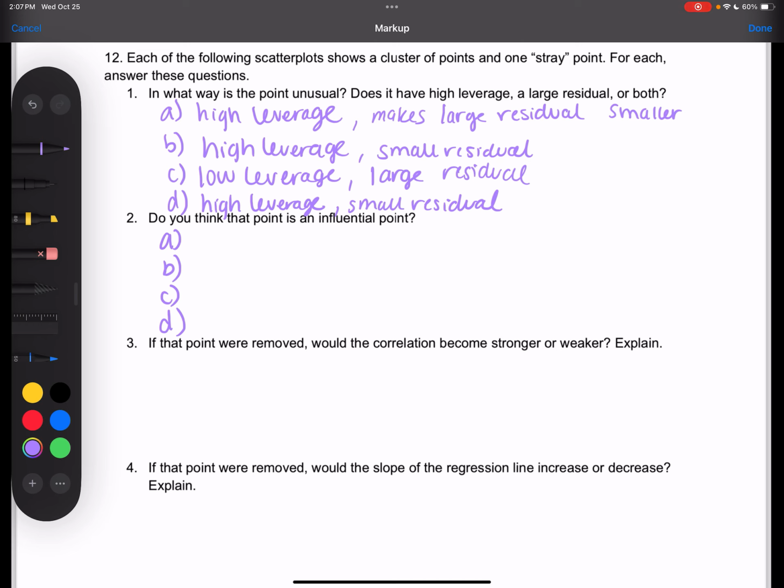The blue one. All right, a point is unusual if, when omitted, it significantly changes the linear model. This is called an influential point. It changes the slope of the line. High leverage points can be influential, but they don't need to be. So A is influential, because if we took it away, it would drastically change the slope of the line. Correct, it is influential.